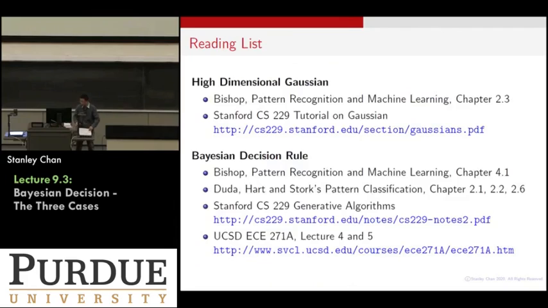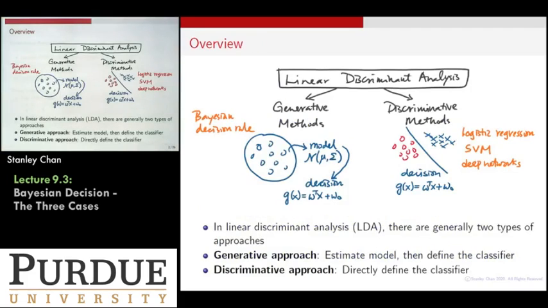All right. Here is the reading assignment for today's lecture. I would really encourage you to take a look at this chapter in Bishop's textbook, chapter 2.3. That gives you a lot of details on the high-dimensional Gaussian. Another very good book to look at is Duda, Hart, and Stork's Pattern Classification, chapters 2.1, 2.2, and 2.6. They have all the derivations of the Bayesian decision rules.